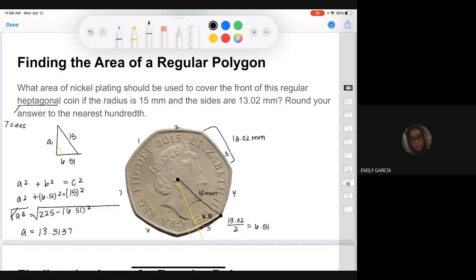So now I have my A for my area. Now I just need my P. My P is equal to my perimeter. I know the length of each of my sides, and I know I have 7 sides. So perimeter is equal to 13.02 times 7, which is 91.14. Okay, now I have my A, I have my P. I can plug it into the area equation.